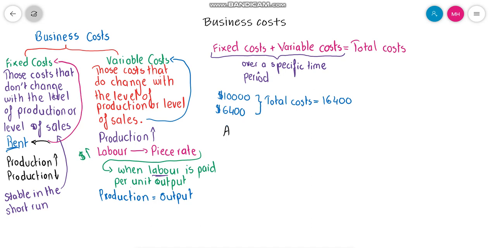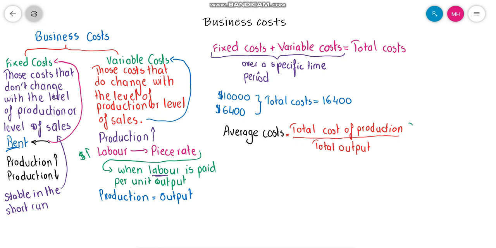Now the last type of cost, which is related to total costs, is average costs. If you put it in a formula, average cost is basically total cost of production over total output, again all over a given period of time.